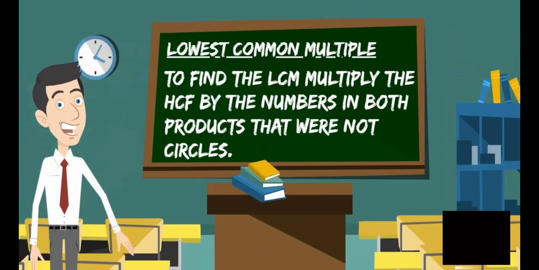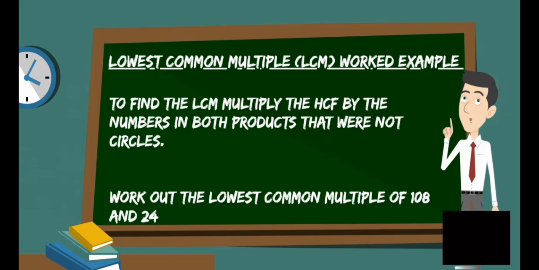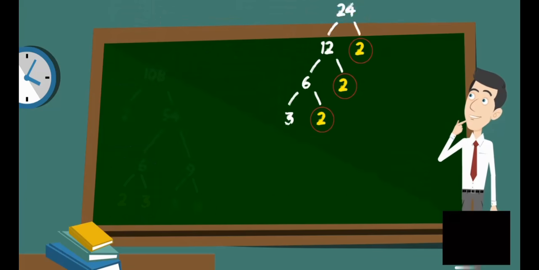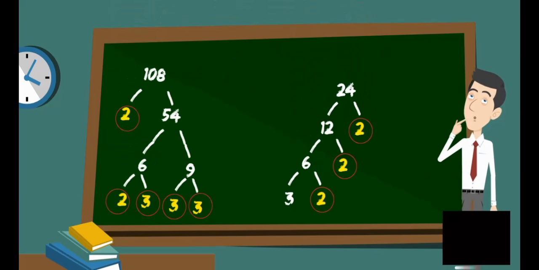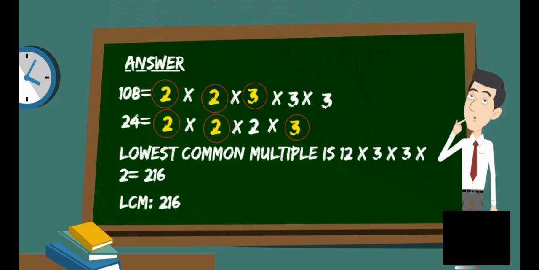To find the LCM, multiply the HCF by the numbers in both products that were not circled. Work out the lowest common multiple of 108 and 24. The lowest common multiple is 216.